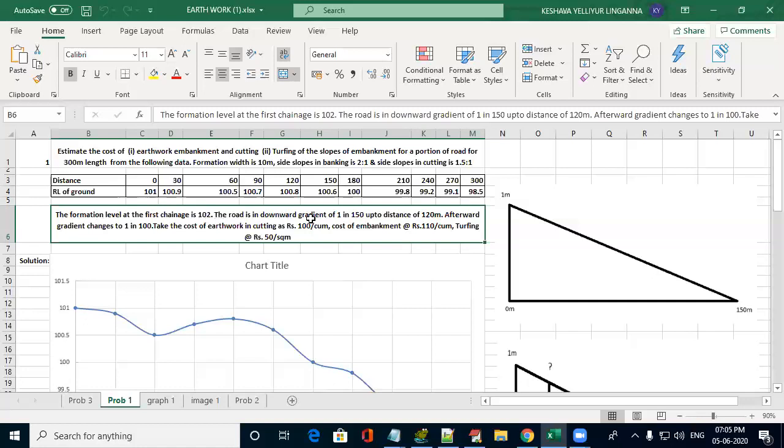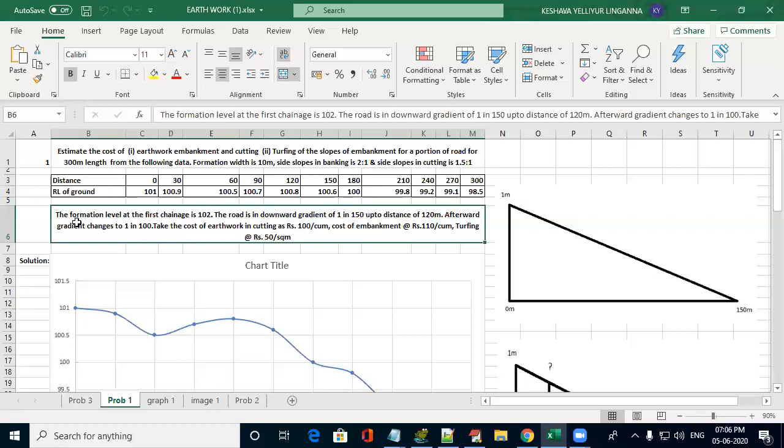The road is in downward gradient of 1 in 150. Downward gradient means the road is like this. The first point is like this. It is going towards like this. Downward gradient. This diagram is not given in the question. This is for your reference. I have written. This will not be given, any of these will not be given in the question. Up to 120 meter. They have taken the RL up to 300 meter, but the downward gradient, the slope up to 120 meter, the slope is in 1 in 150.